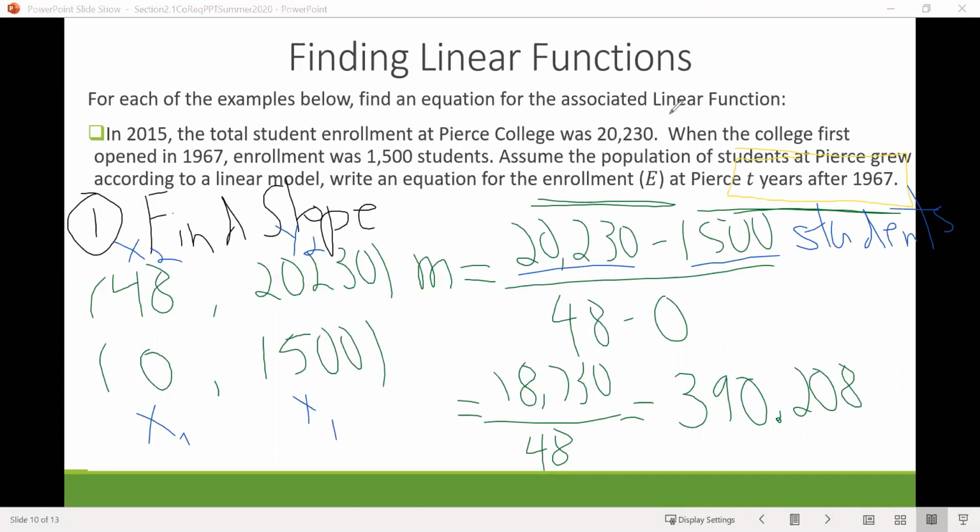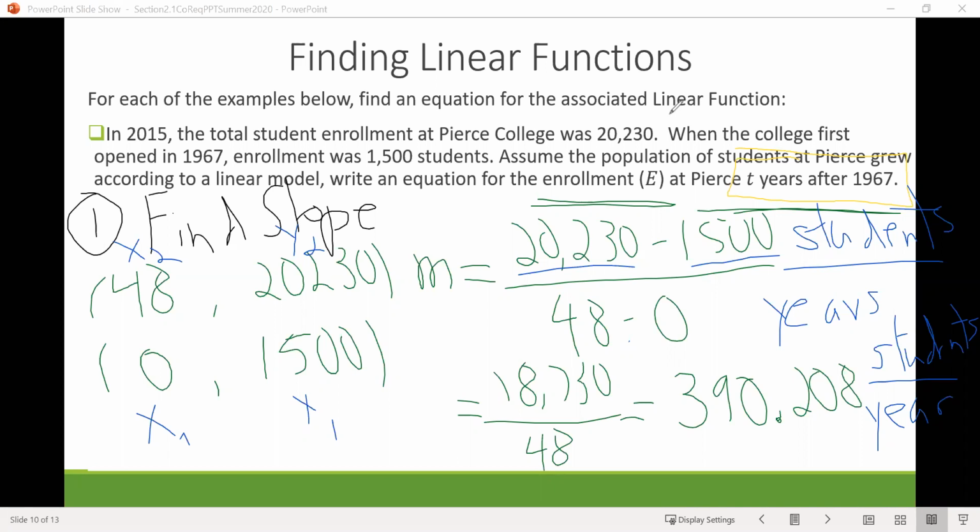And then the 48 and the 0, well, those were years, right? So it looks like we have students over years, which means this 390.208 is 390.208 students per year, right? What is that telling us about this situation? Well, it's telling us that the enrollment was going up on average by 390.208 students per year, which hopefully makes sense because it looks like from 1,500 to 20,230, we increased quite a bit.